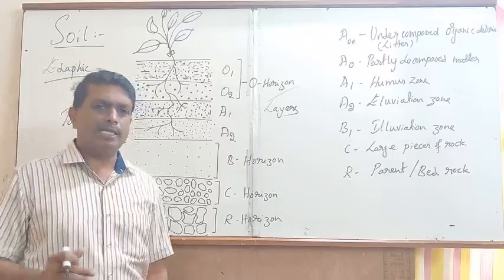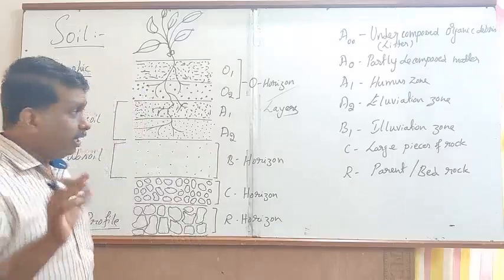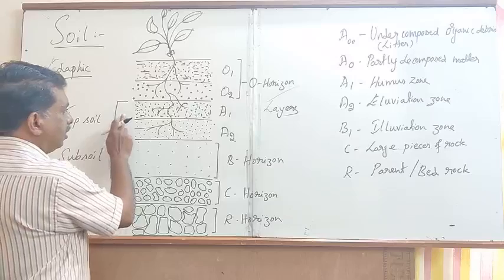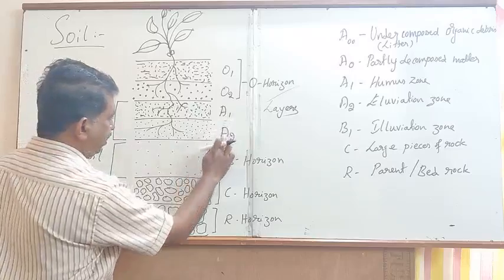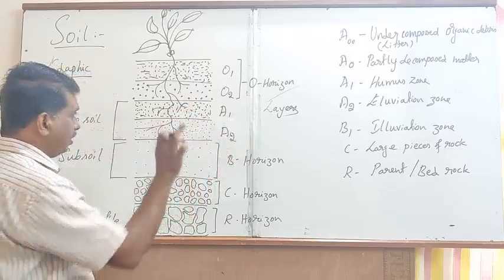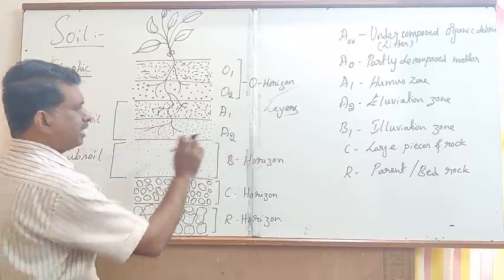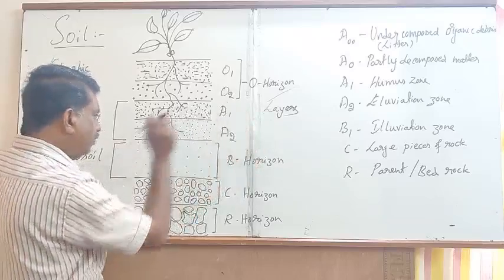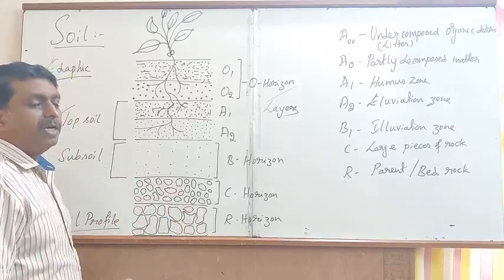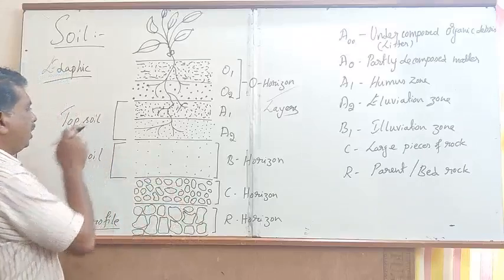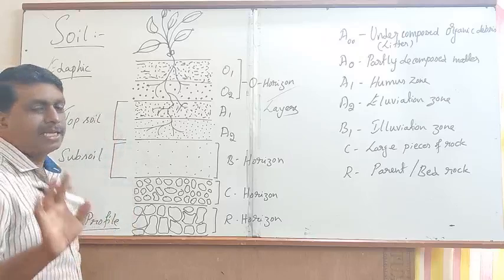The study of soil is called pedology. In the A horizon, the A horizon is divided into A1 and A2 horizons. A1 is the humus zone, whereas A2 is the transported soil. It is the illuviation zone. From the point of nourishing the plants, it is very essential that this soil profile is designated as topsoil.